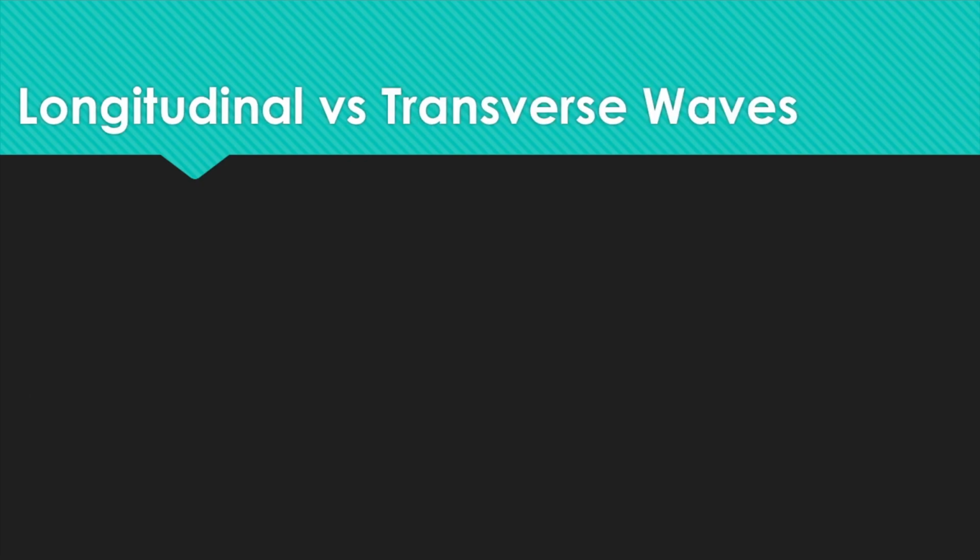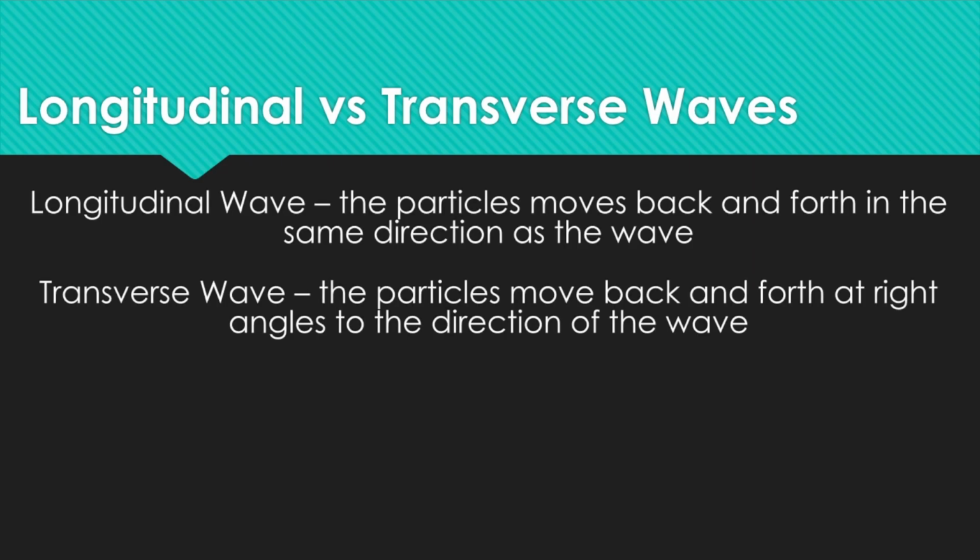So we have 2 types of waves, and you've actually just seen an example of both types. You have longitudinal waves and transverse waves. A longitudinal wave is a wave in which the particles move back and forth in the same direction as the wave. And a transverse wave is a wave in which the particles move back and forth at right angles to the direction of the wave, perpendicular to the direction of the wave.